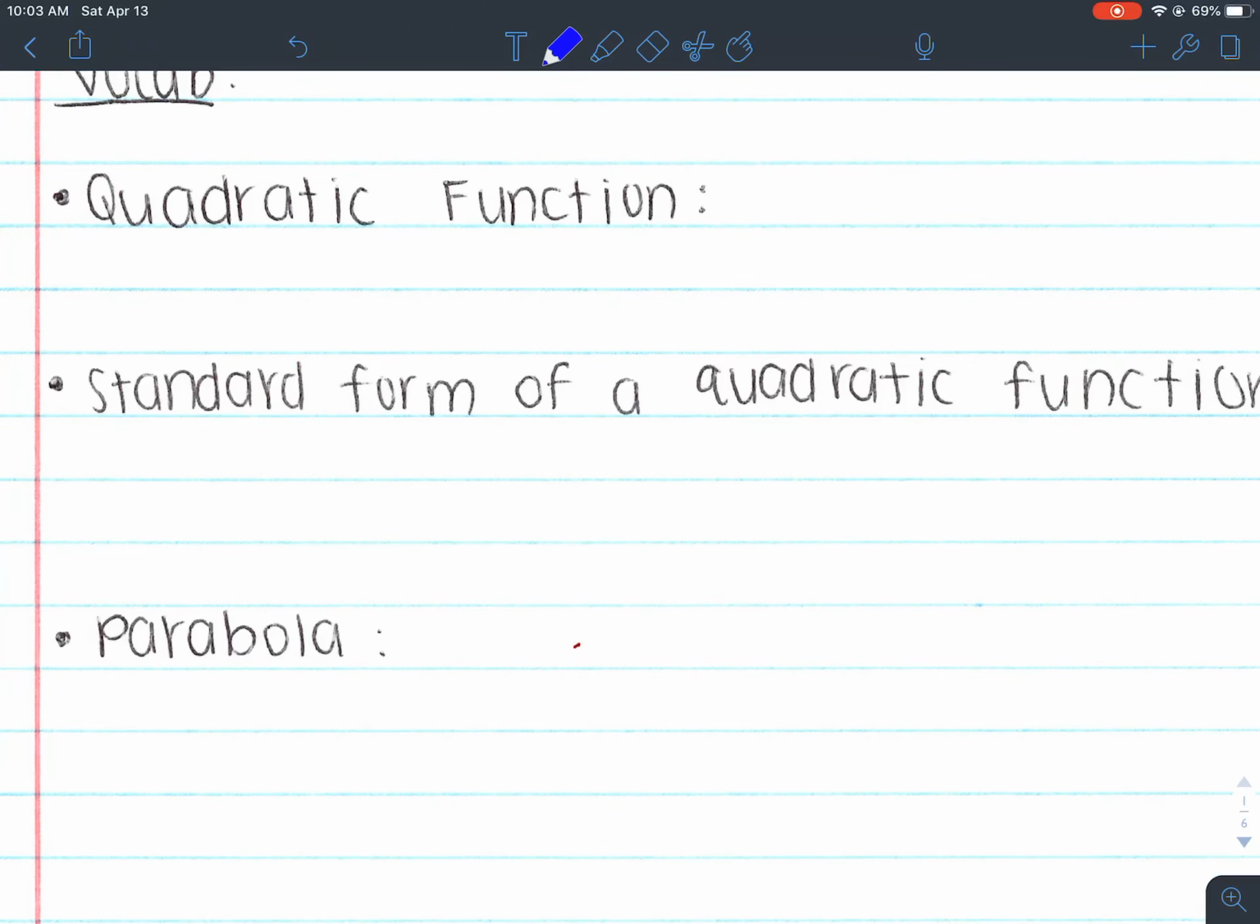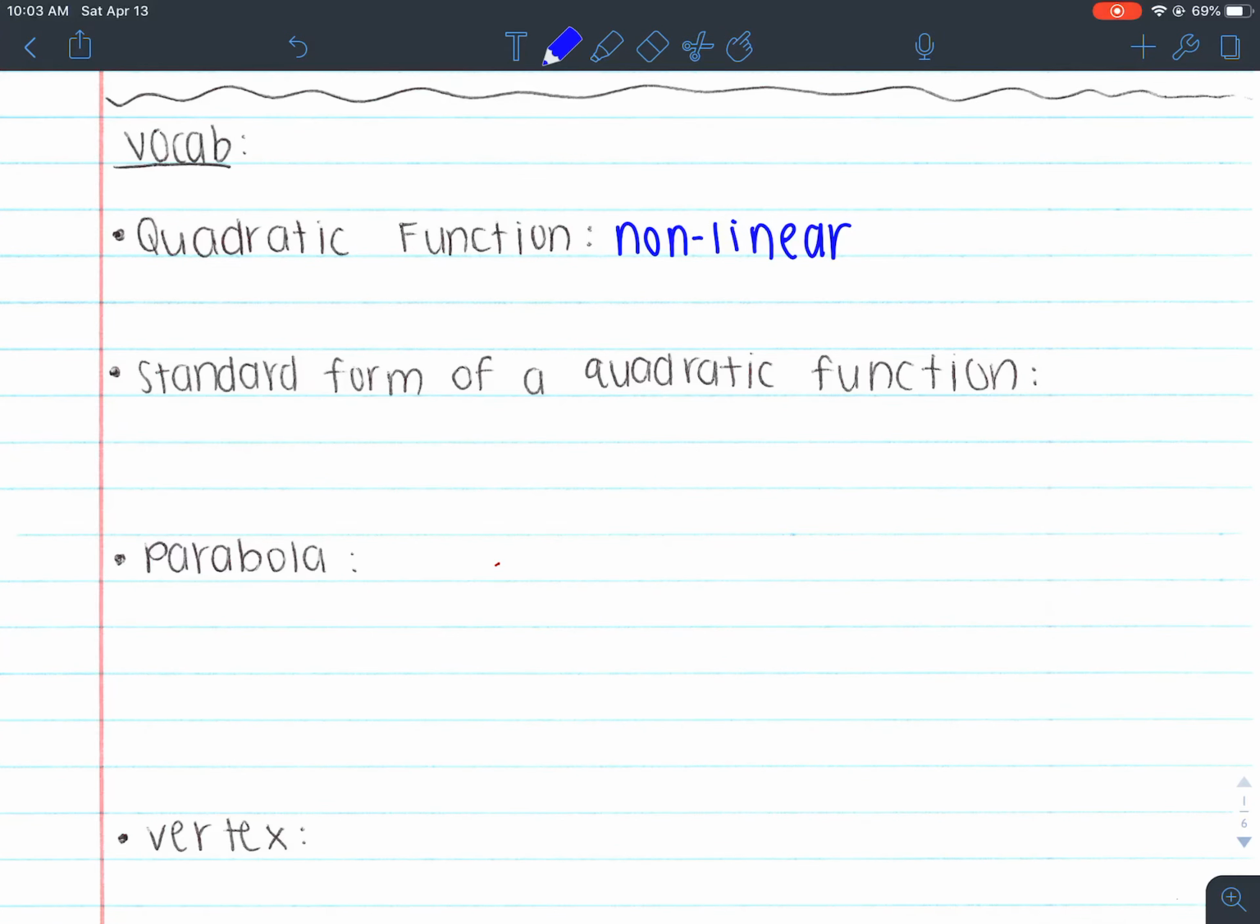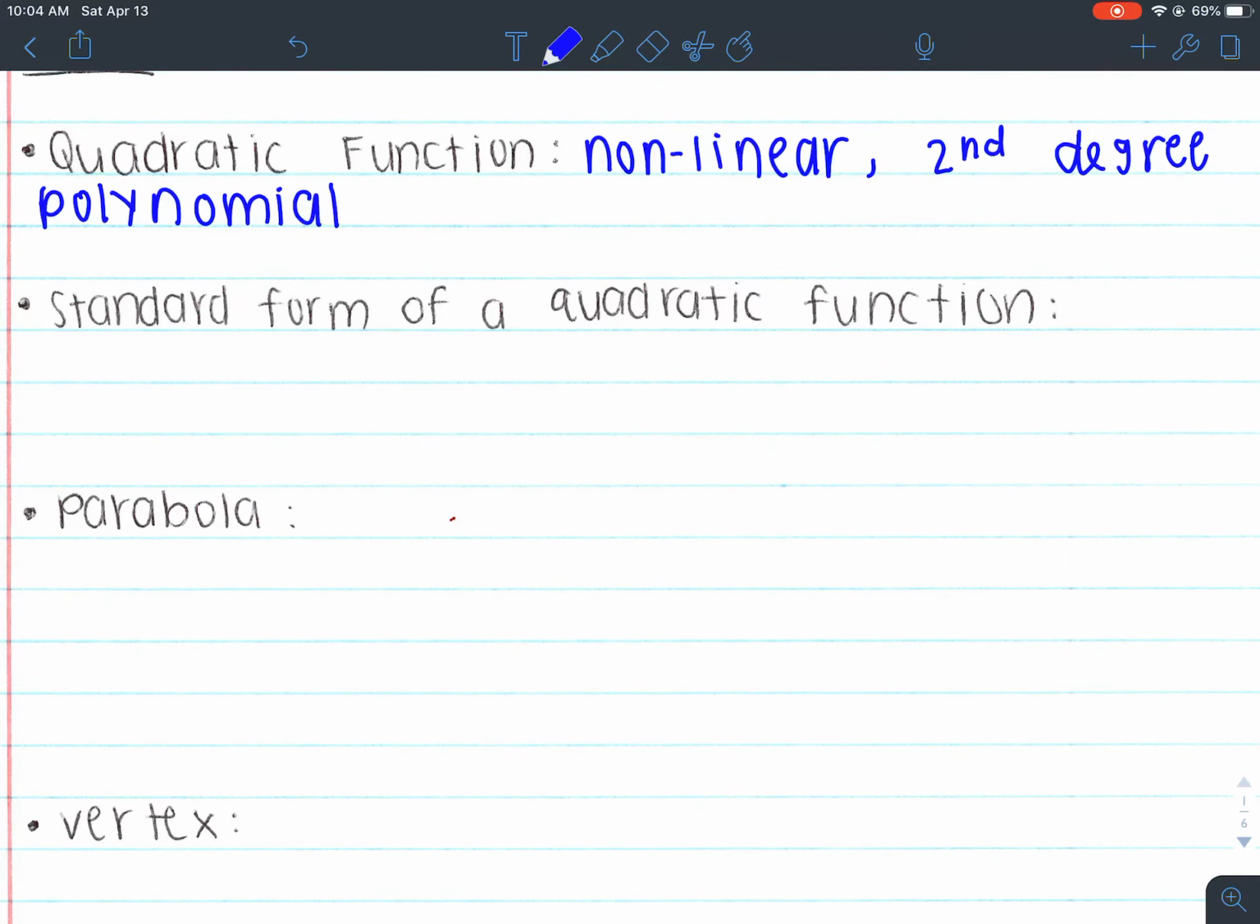Alright, so a quadratic function is a nonlinear, second degree polynomial. And nonlinear, what does that mean? It means it's not a line. We did talk about the degrees of polynomials back in Unit 1. If something's a 7th degree polynomial, the highest exponent in that entire expression would be a 7. A 3rd degree polynomial would be the highest degree is 3. So if it's a 2nd degree polynomial, then the highest degree we see will be a 2, which is the highest exponent.